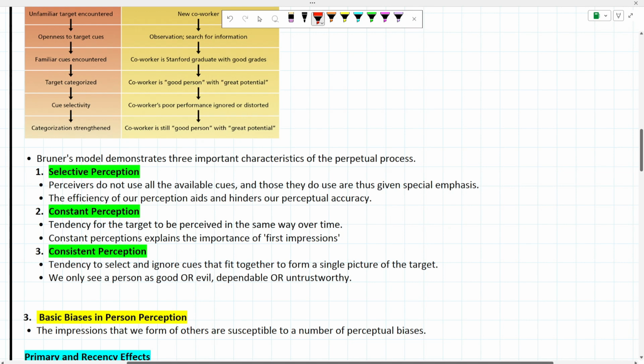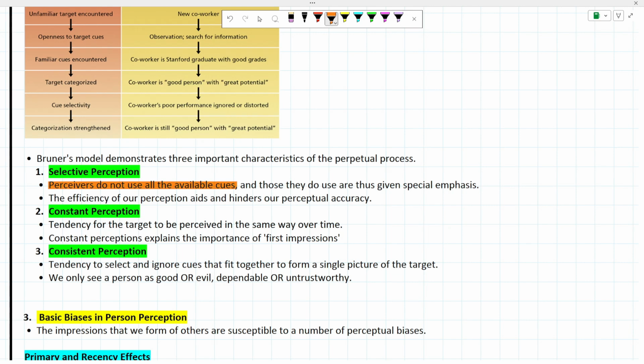So Bruner's model demonstrates three important characteristics of the perceptual process. One, selective perception. Perceivers do not use all the available cues, and those they do not use are thus given special emphasis. So the efficiency of our perception aids and hinders our perceptual accuracy. Let me highlight that: perceivers do not use all the available cues.